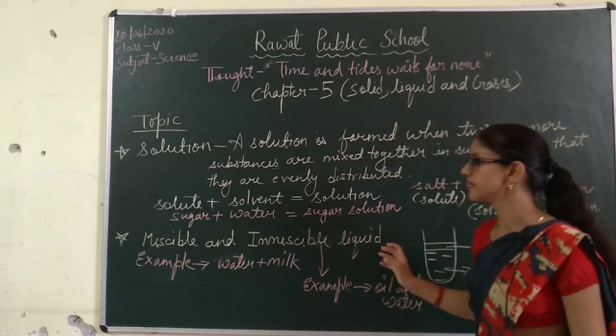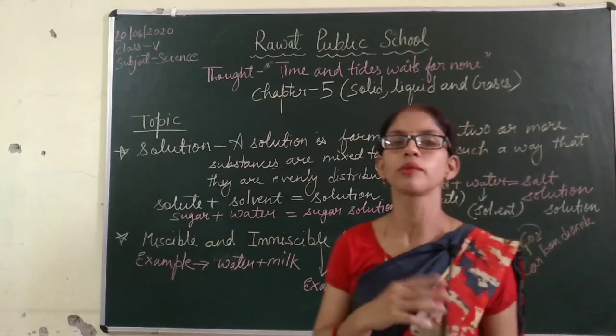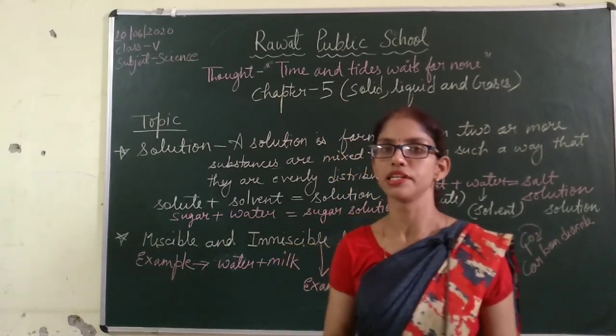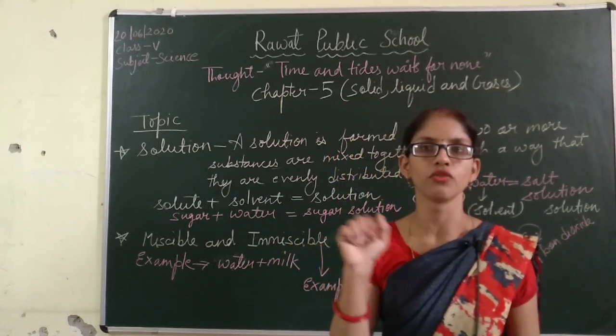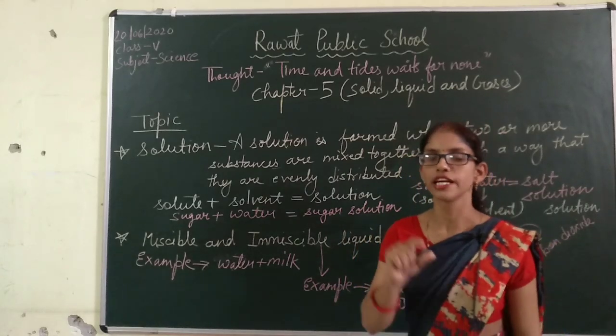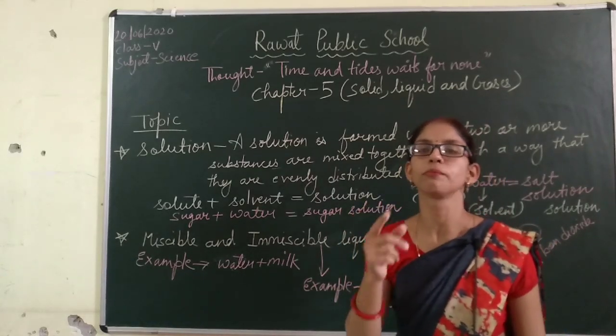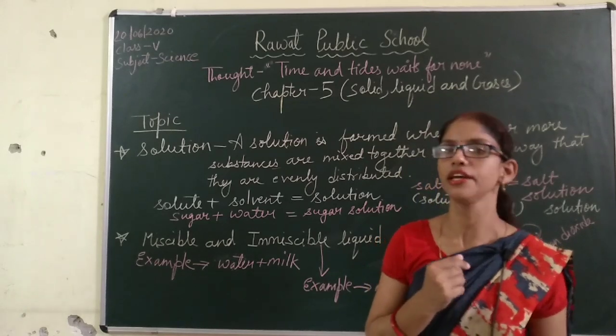Then immiscible liquids are those liquids that do not mix into each other completely. For example, they form a layer over it. If we add oil to water, it forms a layer on top, and it does not completely dissolve in water.